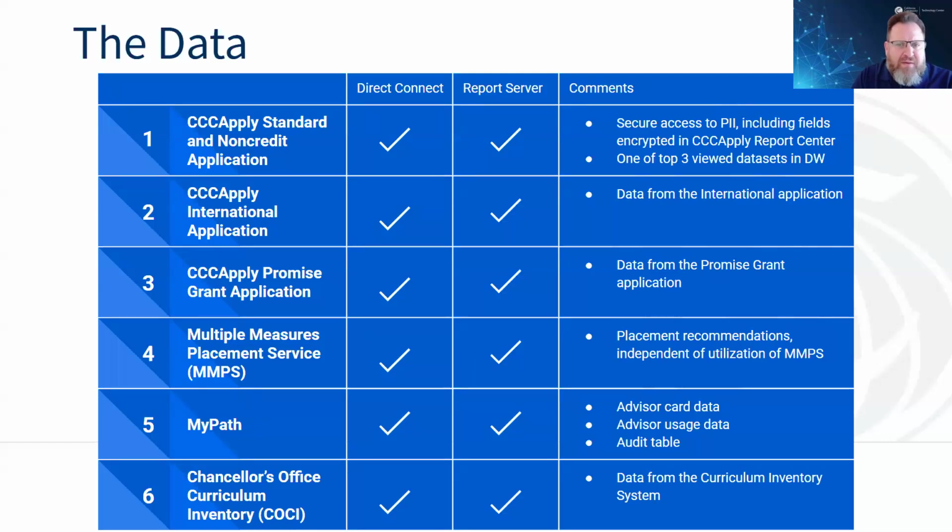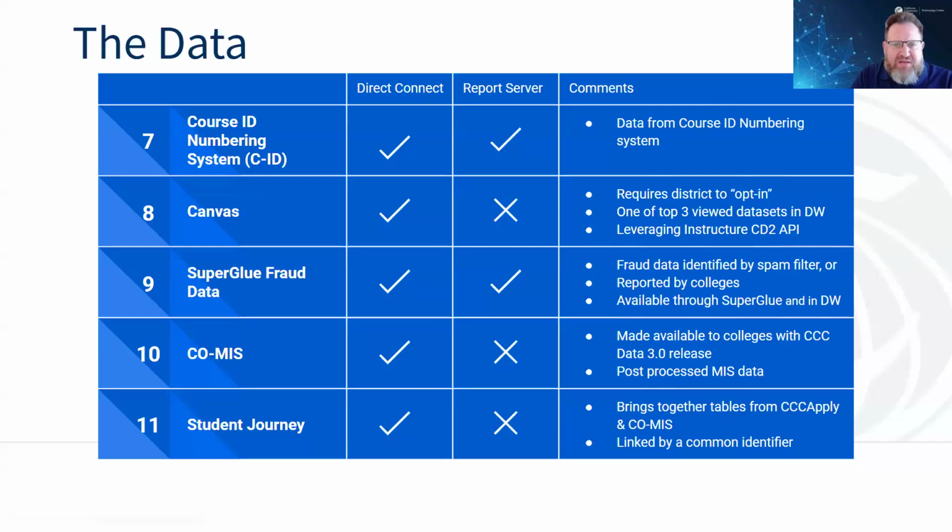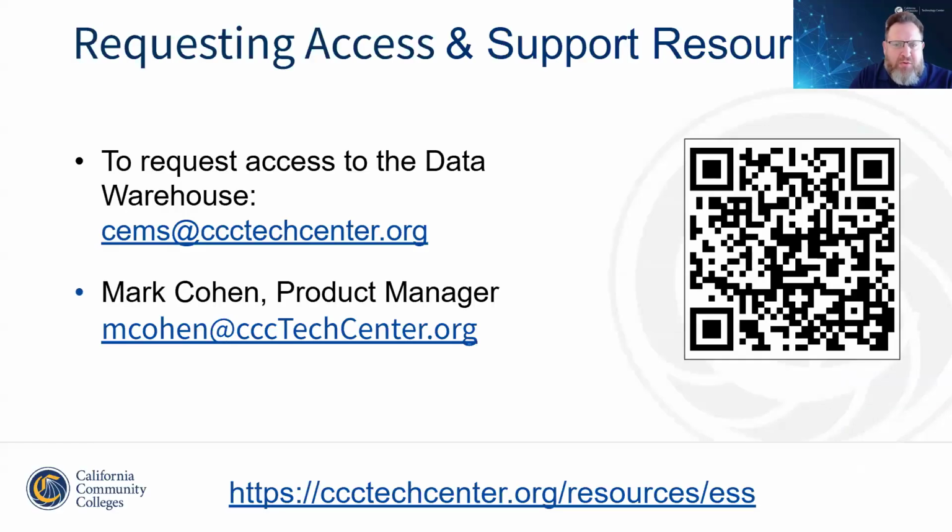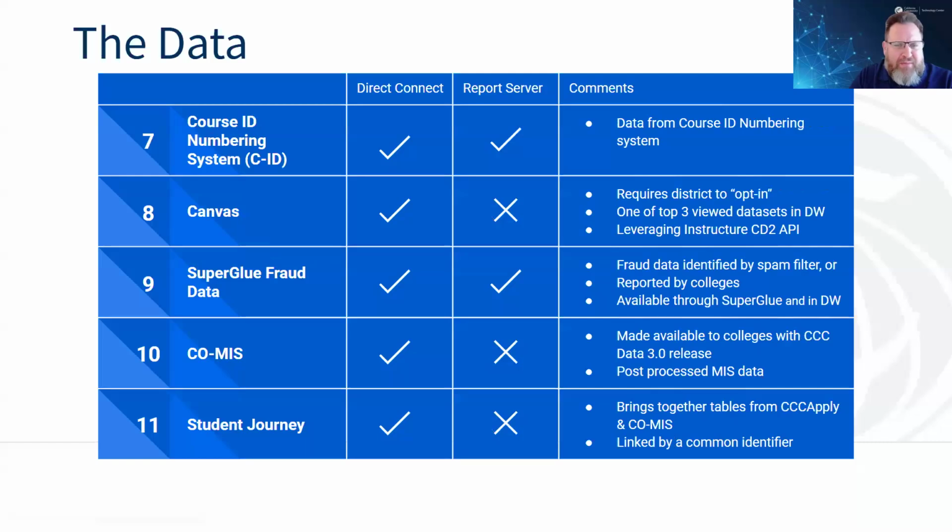Jack, please advance. So continuing this list, the data warehouse has data from CID, or the Course ID numbering system, and data from Canvas, which the college or district may opt in to being added to their instance of the data warehouse. To have your Canvas data added, that's done by contacting our enabling services group, which I'll talk about on the next slide.